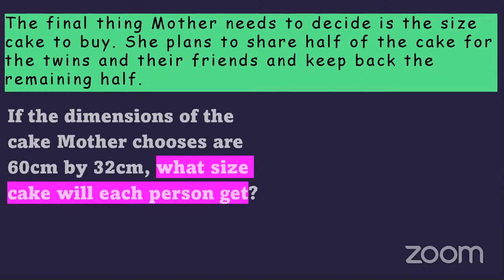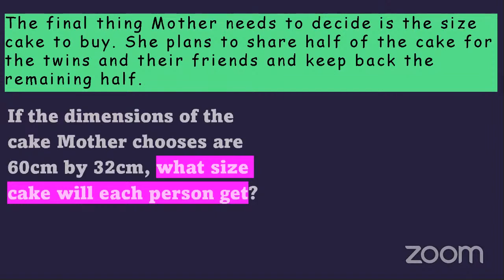All right. So it says now if the dimensions of the cake mother chooses are 60 centimeters by 32 centimeters, what size cake will each person get? So basically what we're doing here, we need to figure out what size cake will you get? Will your twin brother get? Will one of your friends get? Because everybody is going to get the same size. So what size will each person get?